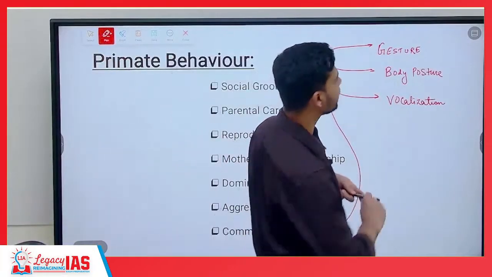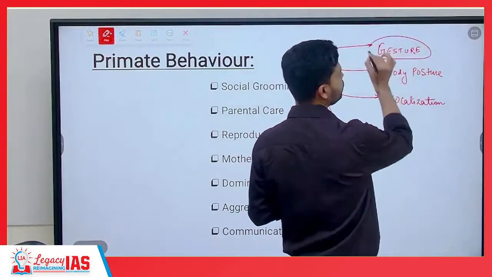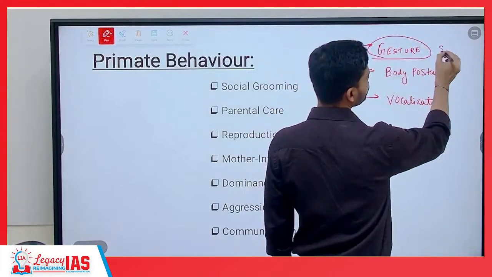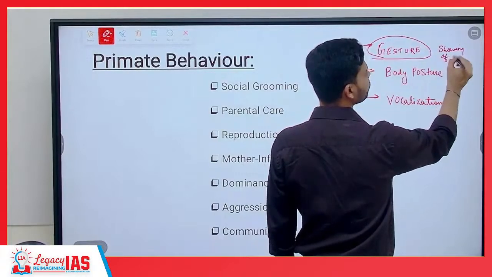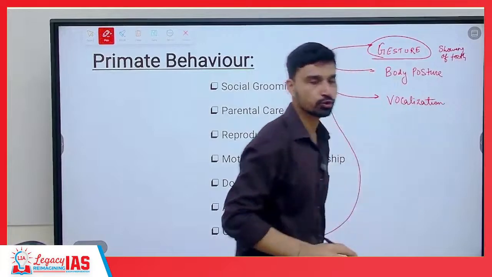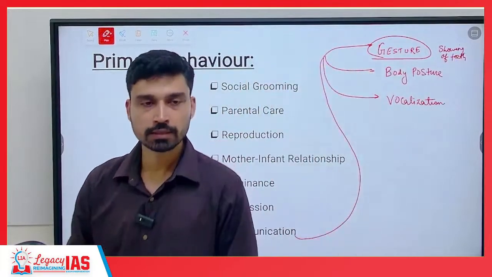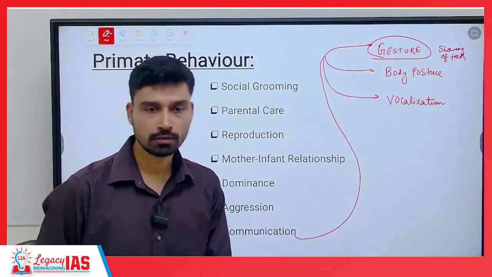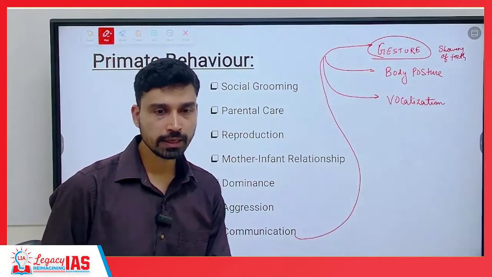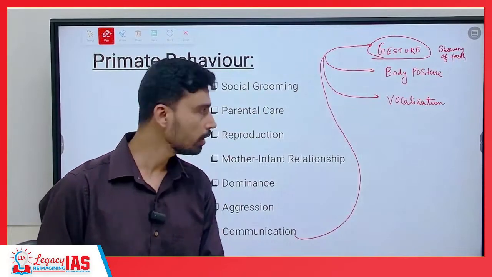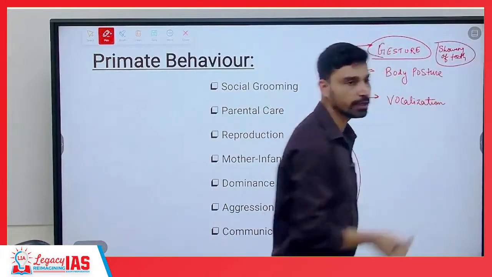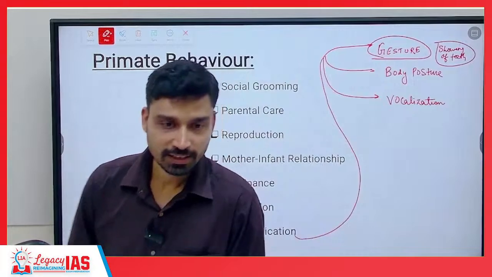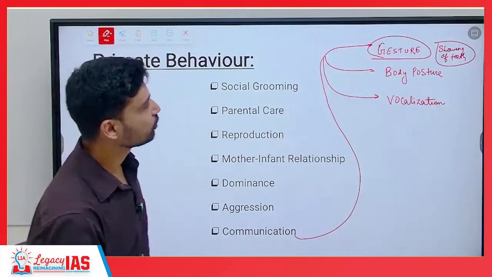So how can they communicate? Like gesture, for example, showing of teeth is an example of gesture. Showing of teeth is considered as aggression. So if you are near the monkeys and start laughing, showing your teeth, they think that you are challenging them. They'll come and break your teeth. So that is the gesture, showing of teeth.